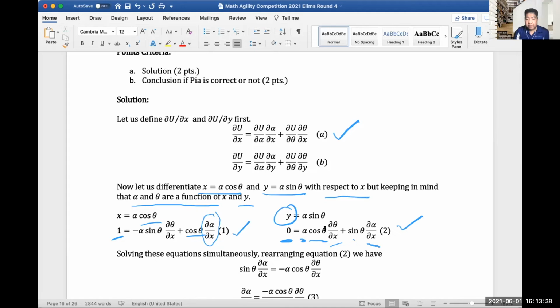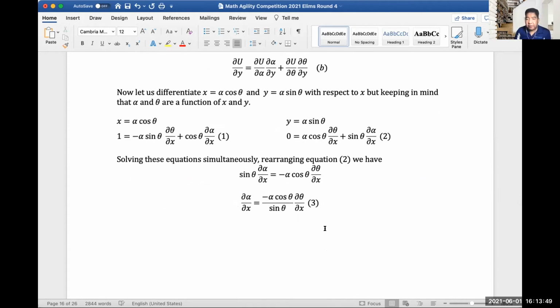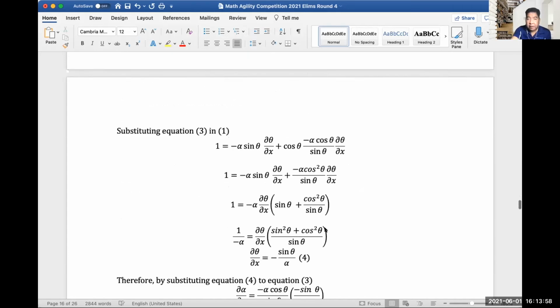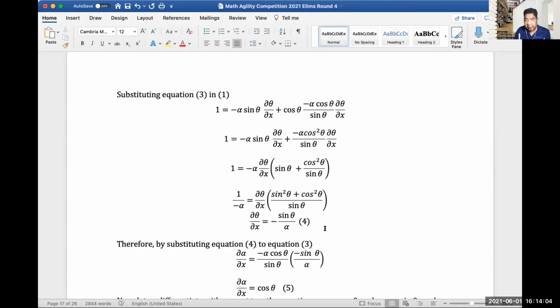So by solving these equations simultaneously and first rearranging equation 2, we have equation 3, which is negative alpha cosine theta over sine theta partial derivative of theta with respect to x. Okay, so if we substitute equation 3 in equation 1, so again, this is algebra, we would get equation 4, which is equal to partial of theta with respect to x equals sine theta over alpha. And don't forget the negative here, right?